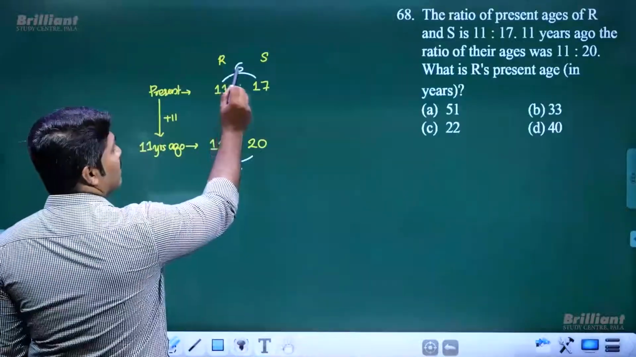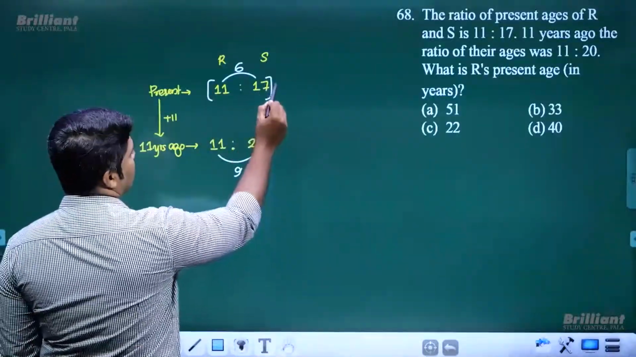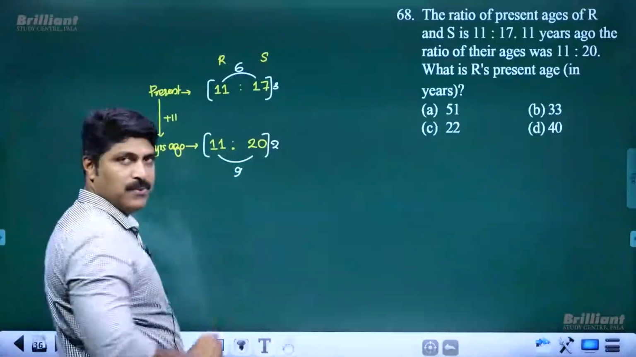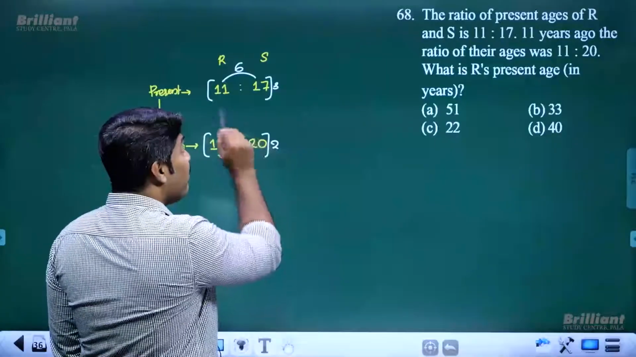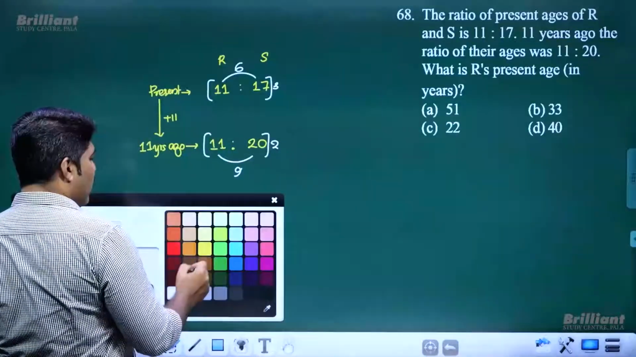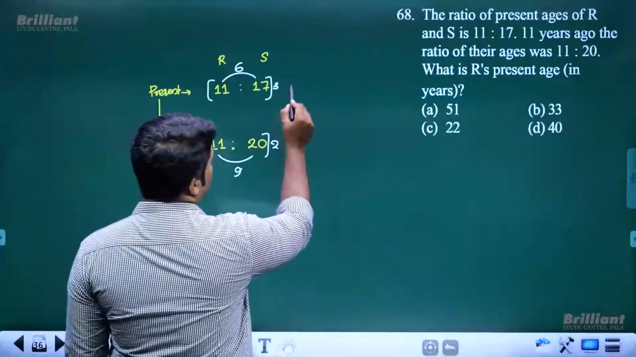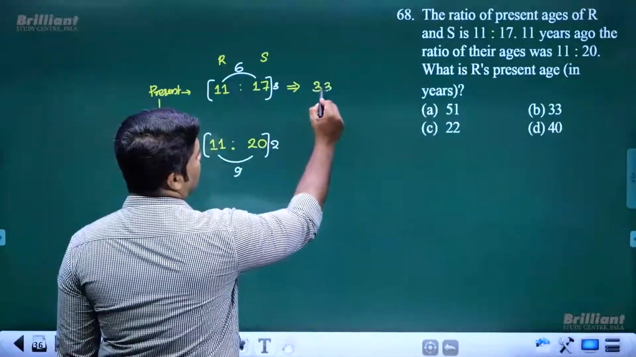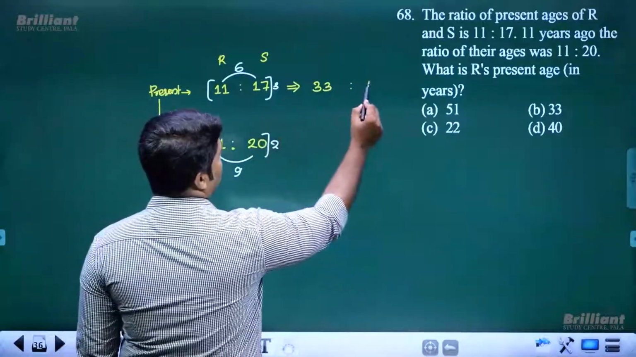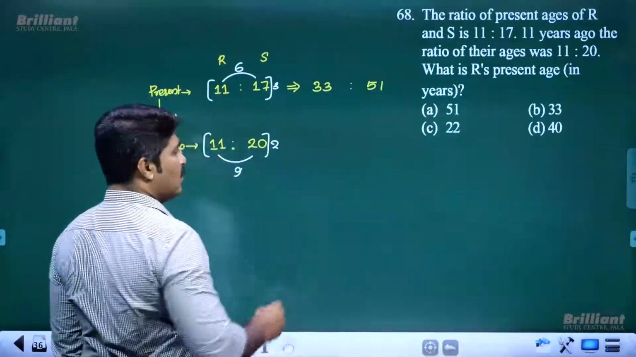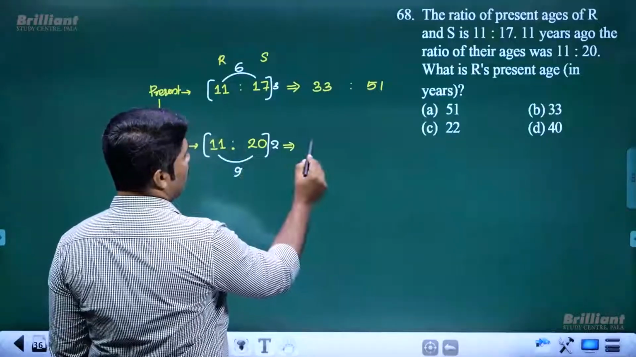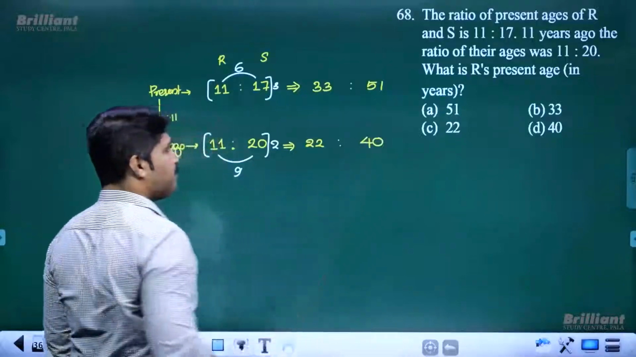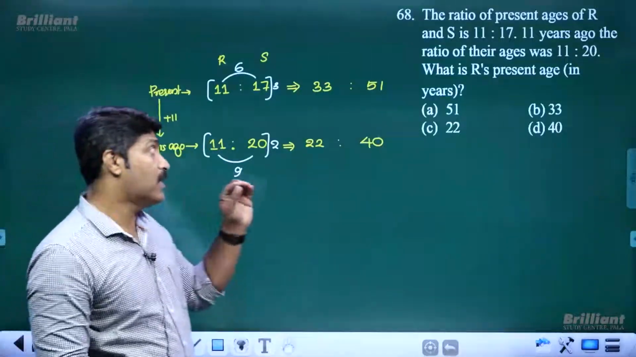So if you want to make this 6 as 18, just multiply this ratio by 3. If you want to make this 9 as 18, just multiply it by 2. This way we can make these two values the same. So we can consider the altered ratio here. Multiply this ratio by 3, hence it is 33, and 3 into 17 is 51. Similarly, for the second person, 2 into 11 is 22, and 2 into 20 is 40. These are the altered ratios.